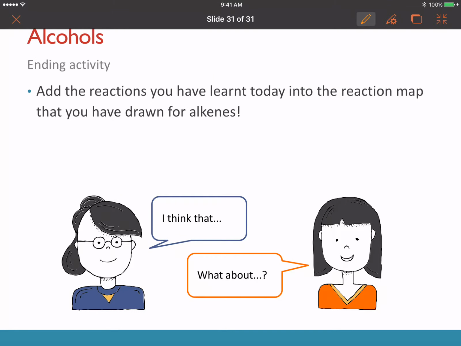Okay, so this is just the ending activity. Can you add all the reactions that you have learned today in the reaction map that you have drawn for alkenes? There's the carboxylic acid that's currently blank, nothing is moving there. So can you add in the reaction from alcohol to carboxylic acid, as well as from alcohol to alkenes?